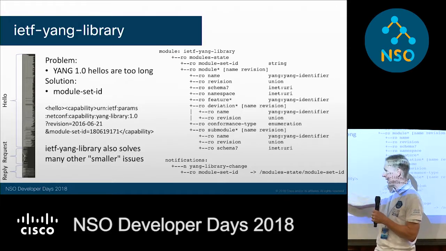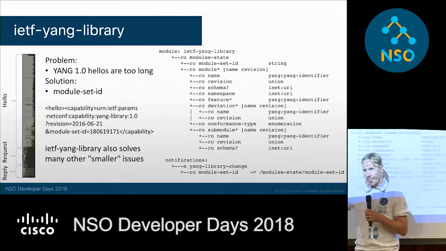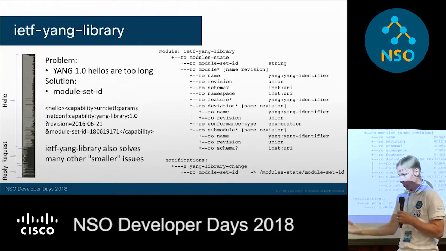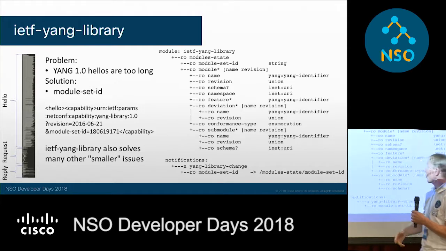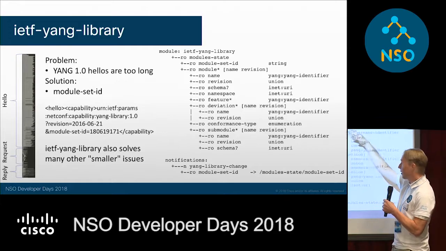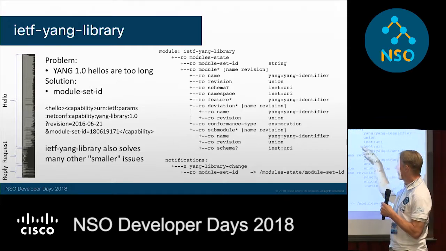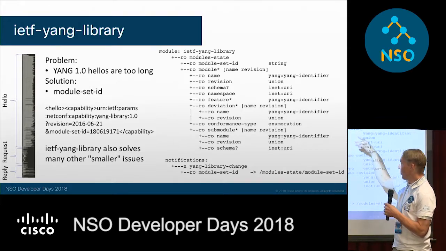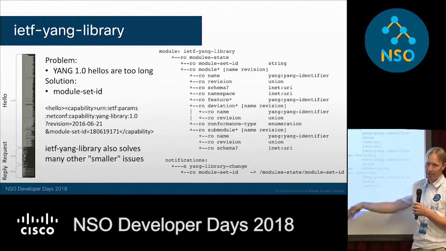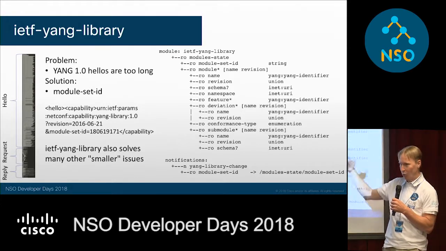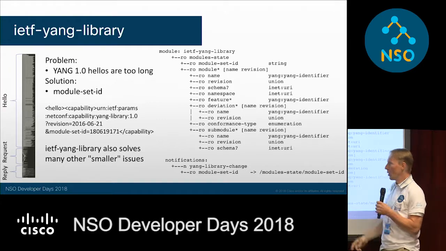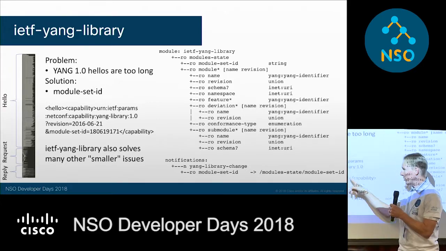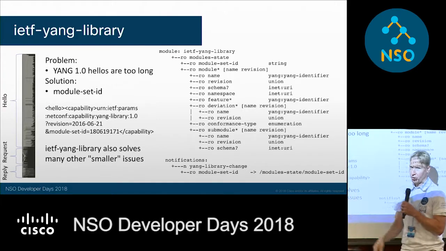So if you just connect and see that this number is the same, well, it's the same as always. And if you want to know exactly what it was, you go to the ietf-yang-library, where you can get a name, revision, the URL to the schema, which features and deviations it has, and all other things. So you can look at all that if you want to, whenever you don't know what this module set ID means or if it's changed.